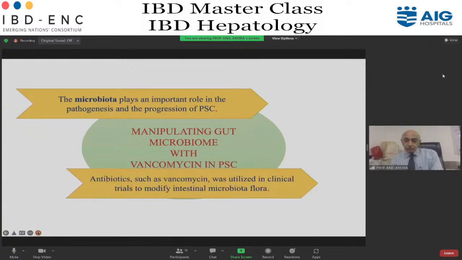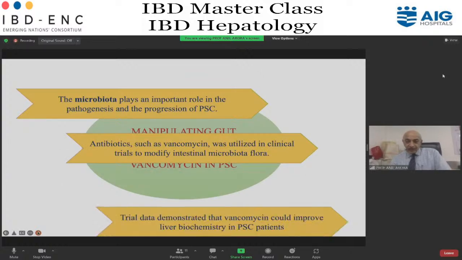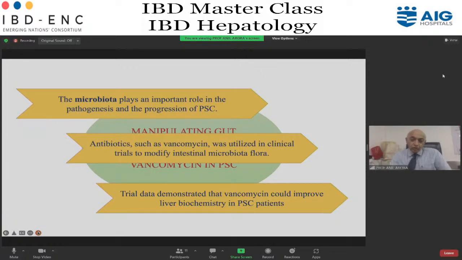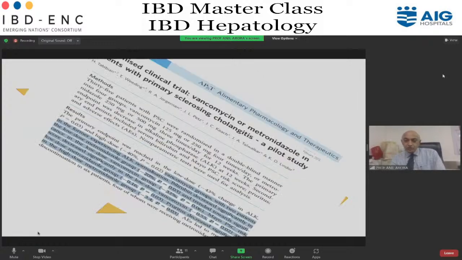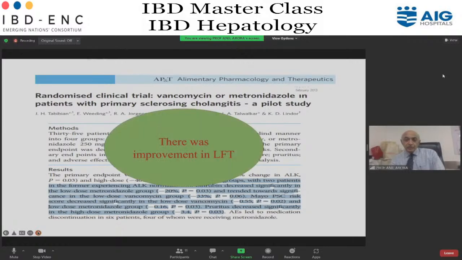In fact, we have shown that these are the microbial products which are important in stimulation of the dendritic cells to produce specialized types of integrins and expression of the aberrant molecules. So vancomycin is one drug which is known to be useful. In fact, in this study, it has been shown that if you give vancomycin in a subgroup of patients with inflammatory bowel disease and PSC, there has been a substantial clinical improvement. There was improvement in the liver function tests.